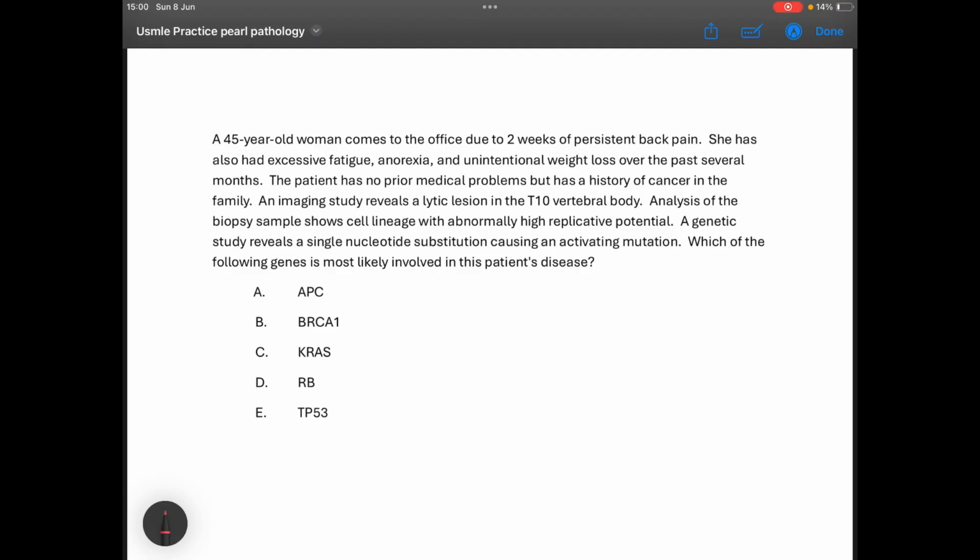Now the next question: a 45-year-old woman comes to the office with a week of persistent back pain. She has excessive fatigue and neuropathy with unintentional weight loss. What they want from us, we have to read. A genetic study revealed a single nucleotide substitution causing an activating mutation. Which of the following genes was likely involved in this patient?